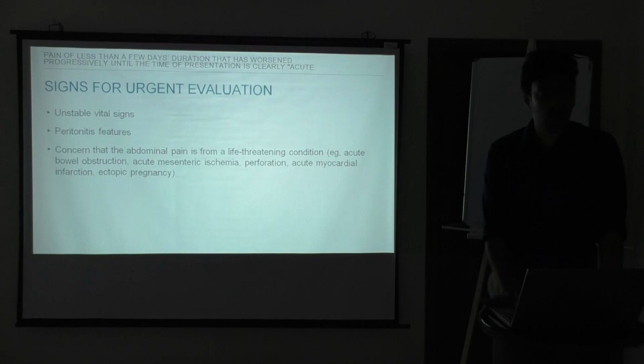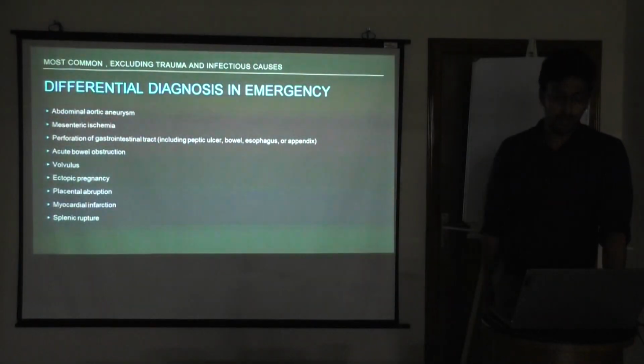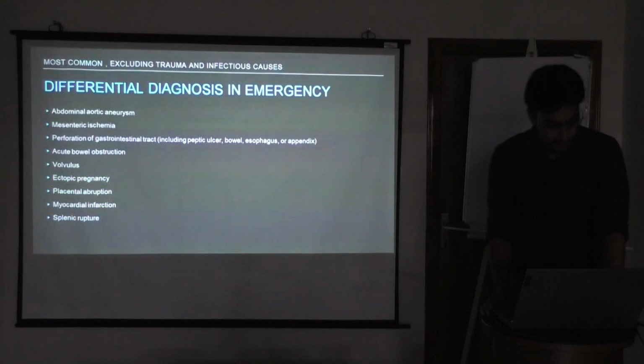And MI, obviously we all know that most patients can't attribute the pain whether it's to abdomen or chest, which is retrosternal. So it's important to rule out MI even if the patient says it's abdominal pain. Before attempting some kind of major intervention like a CECT abdomen or MRI, it's important that we get a basic ECG and rule out MI. So the most common differential diagnoses for abdominal emergencies are aortic aneurysm, mesenteric ischemia, perforation, bowel obstruction, volvulus, ectopic pregnancy, and you can see myocardial infarction and splenic rupture.